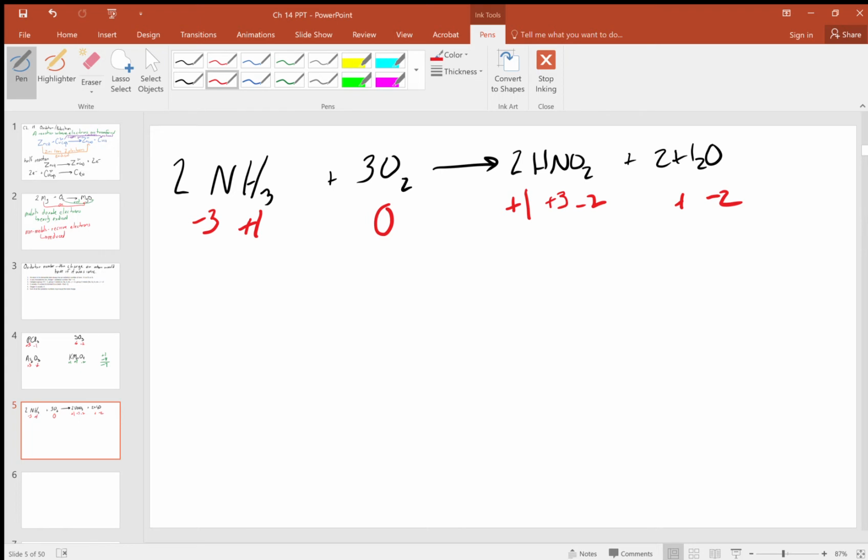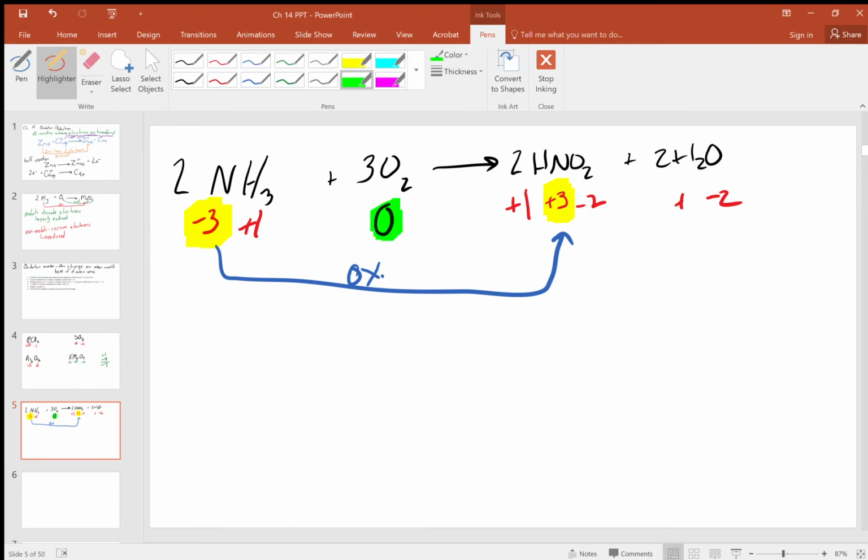So now where is our oxidation and where is our reduction? Well, nitrogen starts at -3 and ends up at +3. So nitrogen has lost electrons. It's been oxidized. Oxygen, on the other hand, started at 0 and ended up at -2. So the oxygen has gained electrons and therefore been reduced.